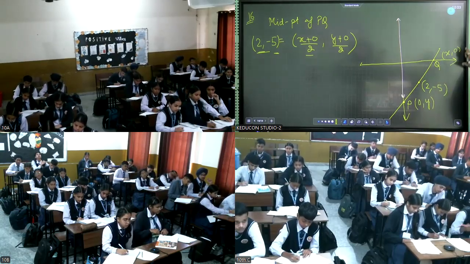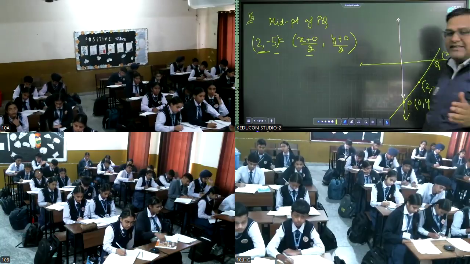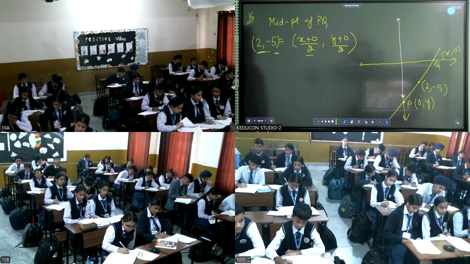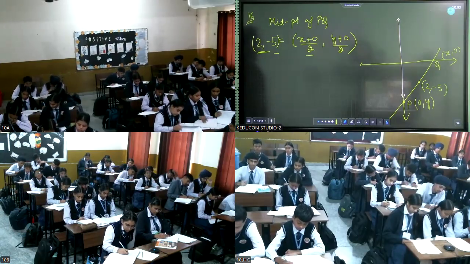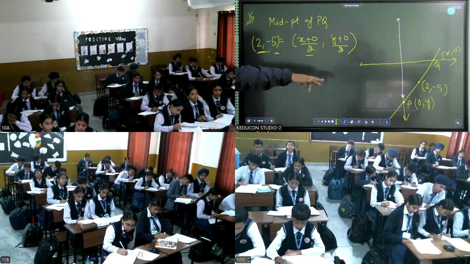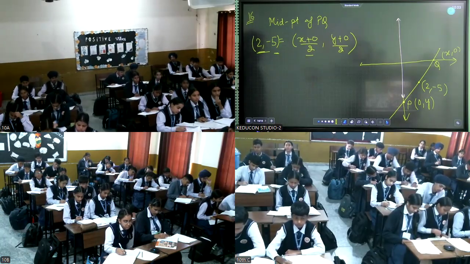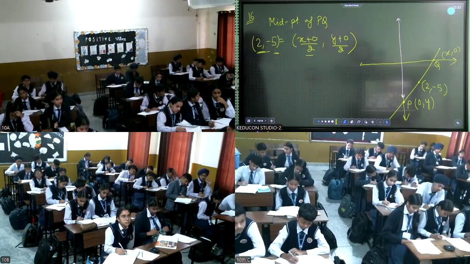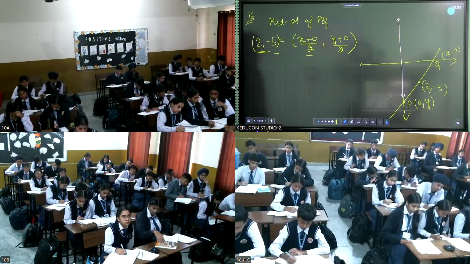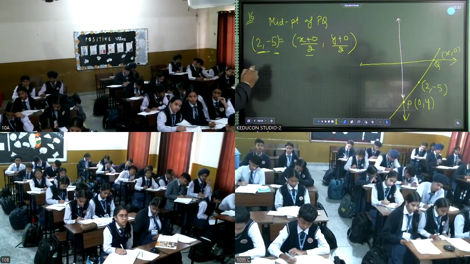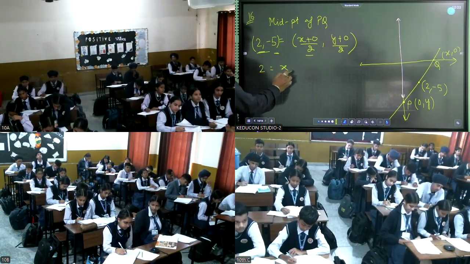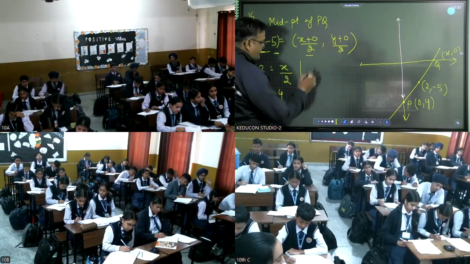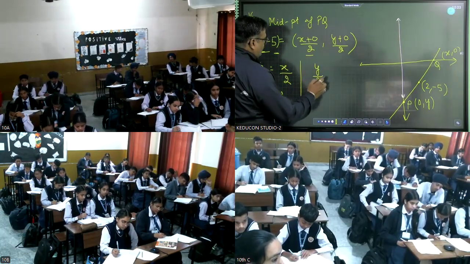First, you need to draw the diagram. Now, any point on the x-axis has its y coordinate 0. Any point on the y-axis has its x coordinate 0. So we apply this concept. We have taken the coordinates of P and Q as 0, y and x, 0 respectively. Right? So from here, you will have 2 is equal to x by 2. So the value of x will be, and y plus 0 means y by 2.